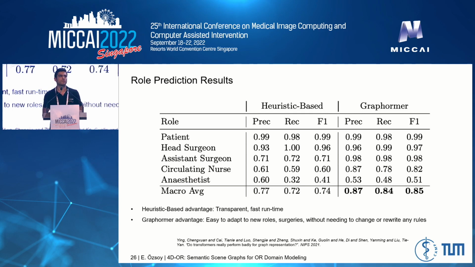In role prediction, both methods perform well, but Graph-Former performs a little bit better. Here, it really depends on the application. Heuristic-based has the advantage of being transparent and having a fast run time, whereas Graph-Former is really easy to adapt to new roles and surgeries, without the need to change any rules.